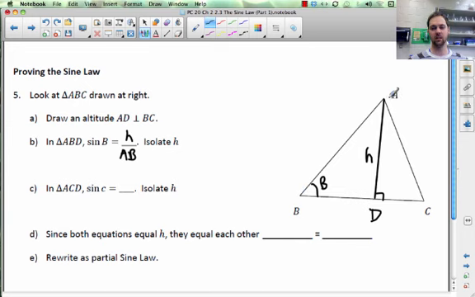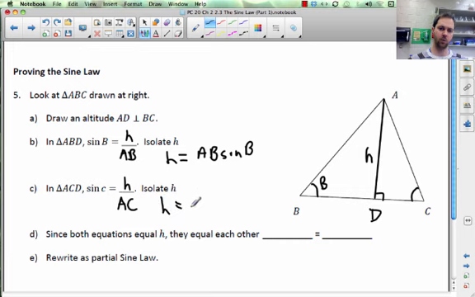In ACD, this right triangle here, sine C, so sine of this angle C, equals blank. So sine C, sine is opposite over hypotenuse, so this is H over AC. So here's the secret. Isolate H. Here, H equals AB sine B. Here, H equals AC sine C.